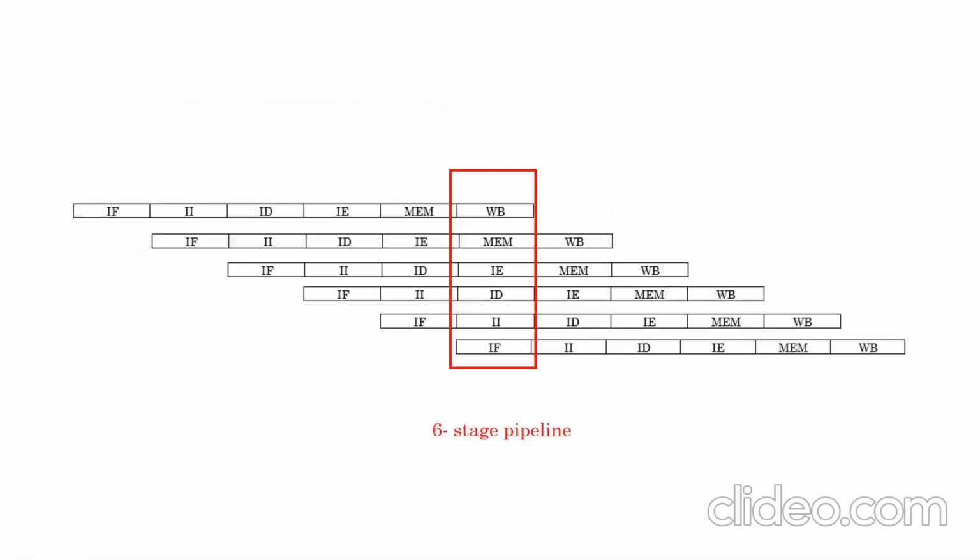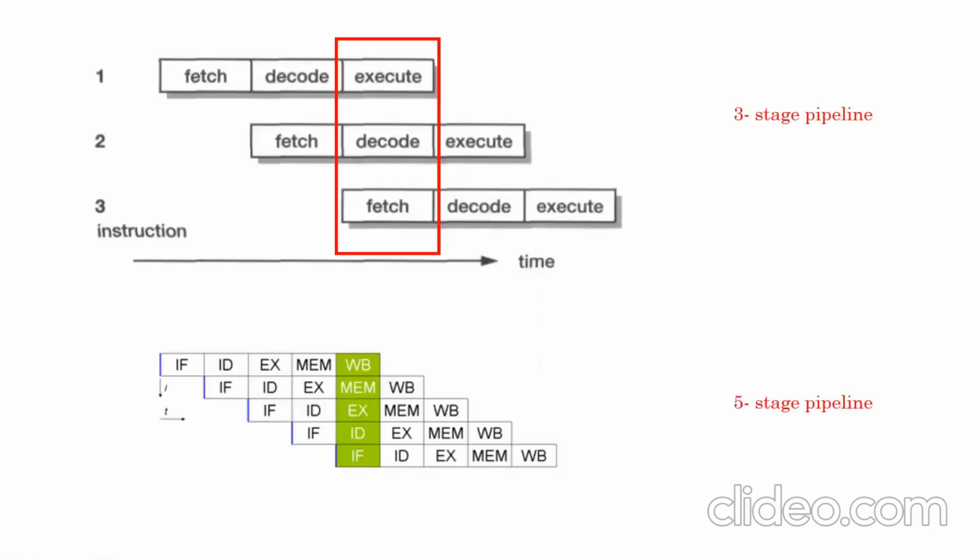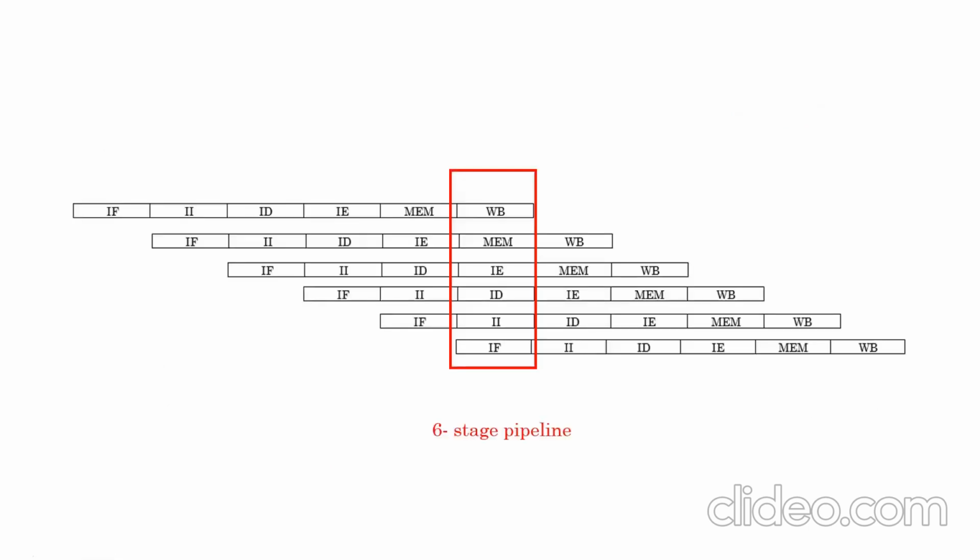A 6-stage pipeline means the number of stages keeps increasing. This is fetch, this is issue, this is decode, this is execute, this is memory access, this is write back. What is the meaning of issue? As soon as the instruction is fetched, it would directly go into generating the control signals. But issue means it will be sent to the decoder only after certain conditions have been checked and it has been verified that the instruction could be decoded.